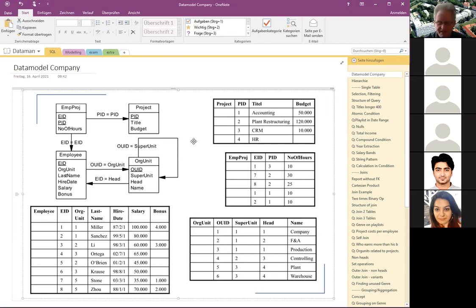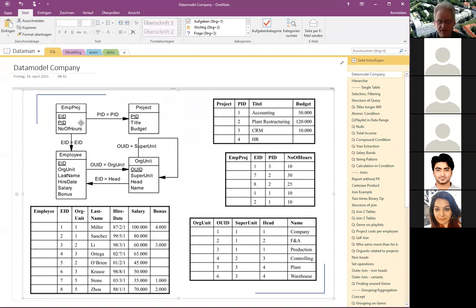So in essence, we have what kind of relationship? Many to many. Yeah, it's a many to many relationship. And if you remember last week's lecture, how do we represent many to many relationships? That's done by an additional table. And that's the employee project table. Actually, that's a many-to-many relationship.